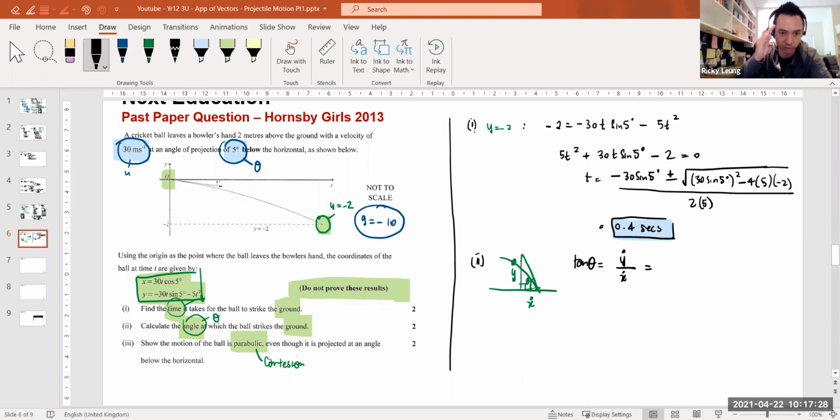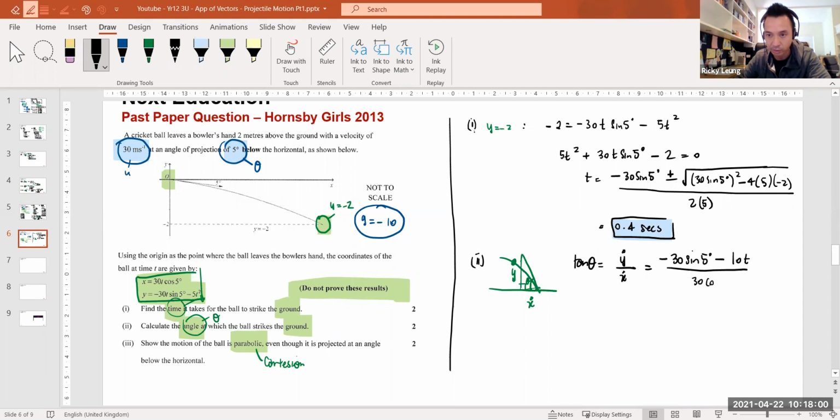So find the angle at which it strikes the ground, and we use velocity to do it. So use velocity, not displacement, right? Use velocity. So y, differentiate this with respect to time, it's minus 30 sine 5 degrees and minus 10 times t all over. Now, what is that t? It's a total time of flight. I'll sub in 0.4 in a second. Over x dot. So I'm going to differentiate this guy.